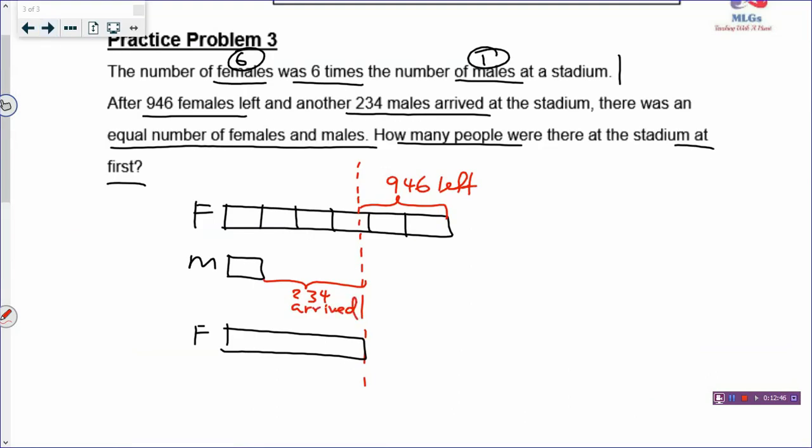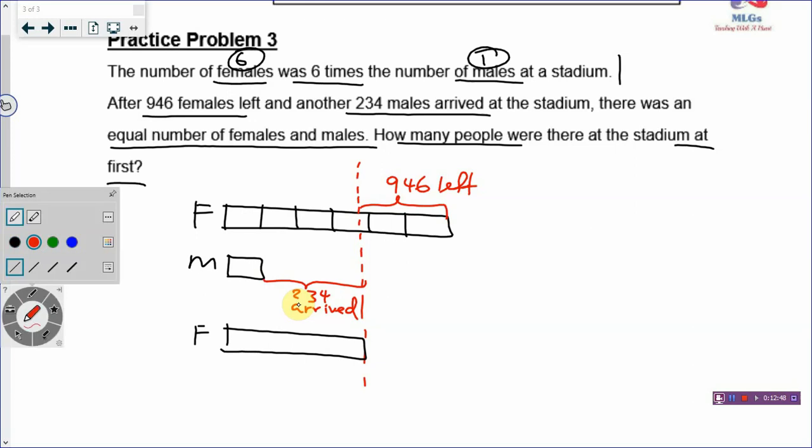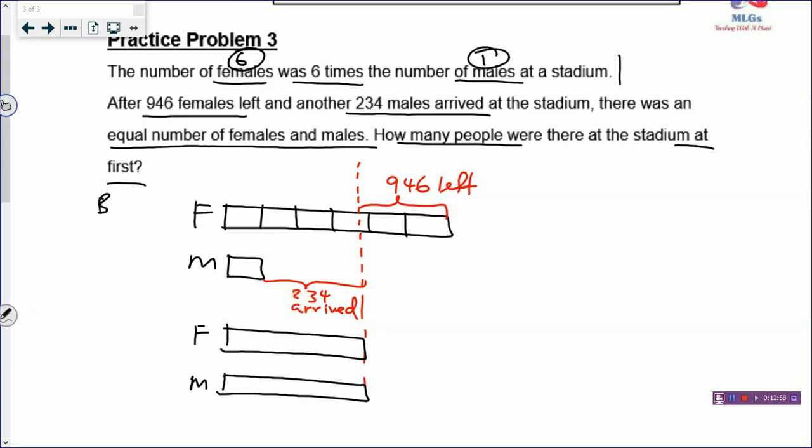Okay, more males already. All right, so how to draw the after model? Now, the after model will be until the dotted line as well. Okay, so now you can see that this is your before and after model. All right, so you have 2 sets of model to compare. So in the end, there are equal number of males and females. Okay, so how many people were there at the stadium at first, which is over here? So that's your question mark. Okay, so now we can solve already.